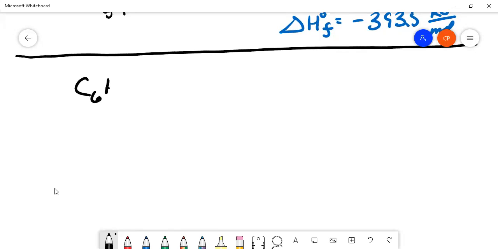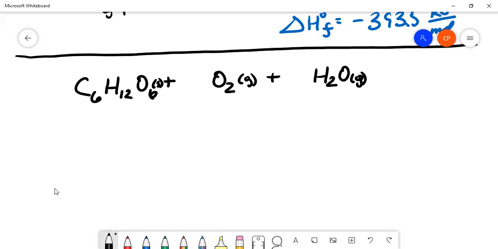I'm just going to write down a chemical equation right here. This is solid phase C6H12O6. This is gas phase oxygen. And I'll go ahead and use gas phase water vapor. That should be a yield sign right here. What does that equation represent?